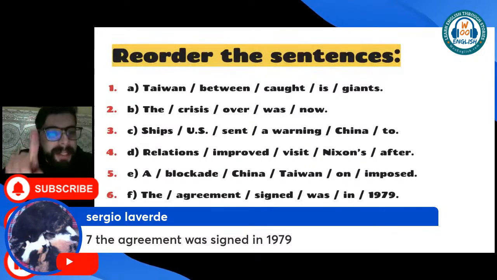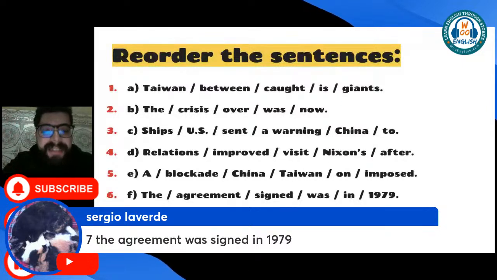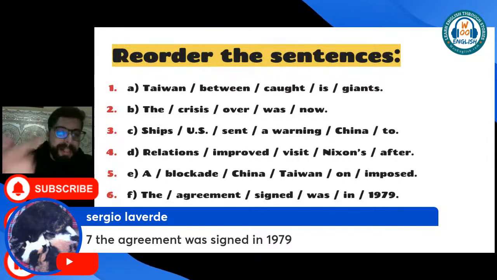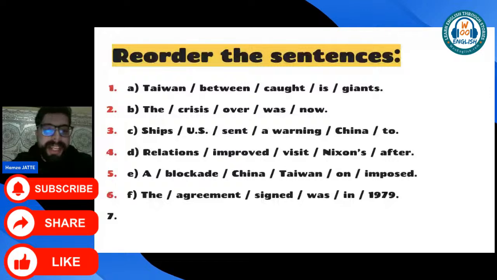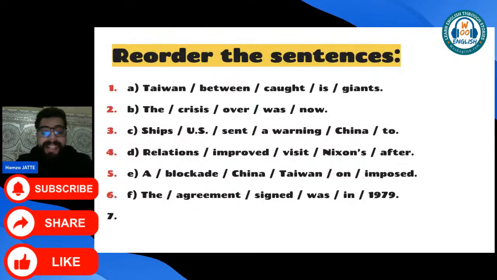So for everybody watching, if you want to start with any sentence, please do. The agreement was signed in 1979. That's perfect. So we have number 1, we have number 7. Can you help me with the rest? Not number 7. We don't have number 7. We have number 6. That's number 6, not number 7. So can you help us with the rest?